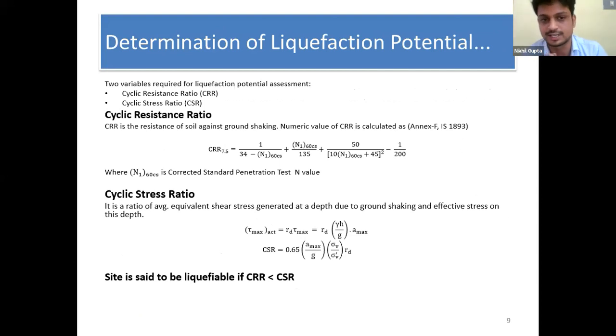Determination of liquefaction potential. For liquefaction assessment, two variables are required. We all know, cyclic resistance ratio and cyclic stress ratio. Cyclic resistance ratio is calculated by this formula, which is given in IS 1893, this empirical formula, where N160CS is the corrected SPT N value. And cyclic stress ratio is the ratio of average equivalent shear stress generated at the depth due to ground shaking to the effective stress. This is a multiplication function, and it is calculated by this empirical formula. And the site is liquefiable if the resistance ratio is less than the stress ratio.